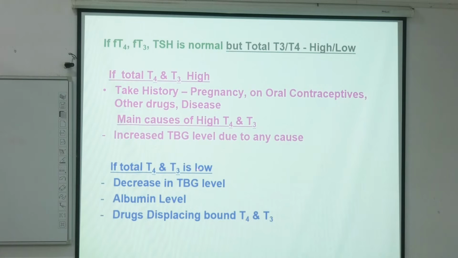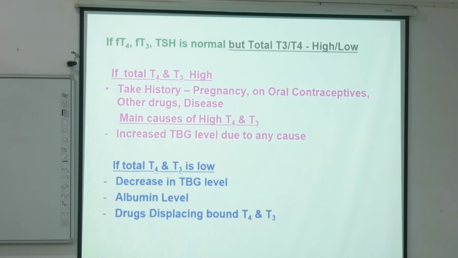Similarly, if the total T4 and T3 is low, the TBG level is decreased. It can be decreased due to decreased albumin level, or because we are taking several drugs together and they are displacing the T4 and T3. Next.